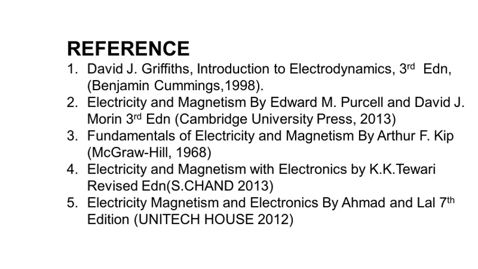Now these are the books for reference. The first is David J. Griffiths, Introduction to Electrodynamics. The second is Electricity and Magnetism by Edward M. Purcell and David J. Morin. The third is Fundamentals of Electricity and Magnetism by Arthur F. Kip. The fourth is Electricity and Magnetism with Electronics by K. K. Tewari, and the fifth is Electricity, Magnetism and Electronics by Ahmad and Lal.